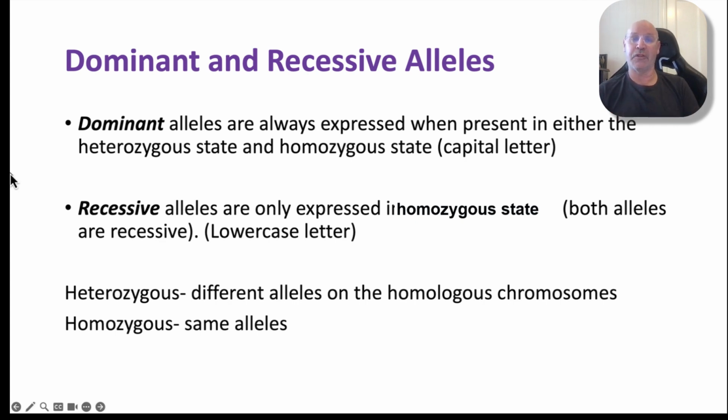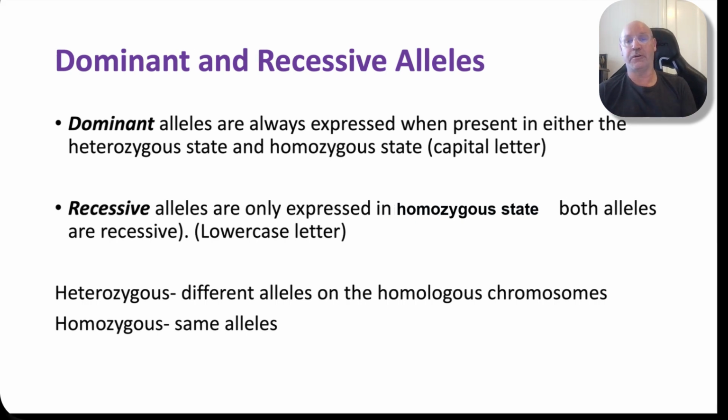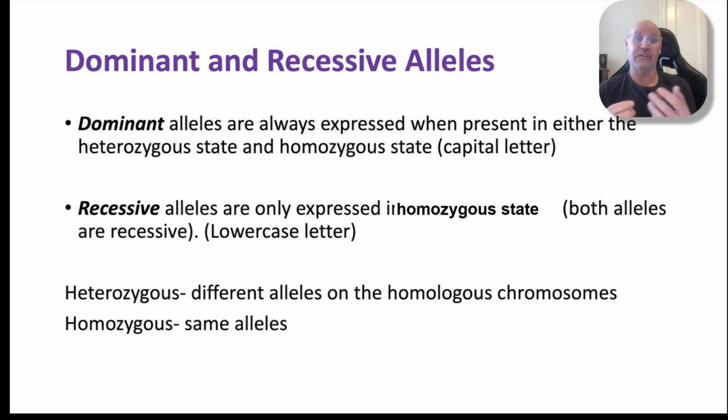So let's just remind you what they are. Hetero means different, and zygous relates to the zygote. So heterozygous means different alleles on the homologous chromosomes. Homozygous, homo means the same. So homozygous means the same alleles on the homologous chromosomes. With the dominant allele, that's the one that's expressed whether it's in the heterozygous or the homozygous state. And the recessive allele is only expressed in the homozygous state, where both of the alleles are recessive.